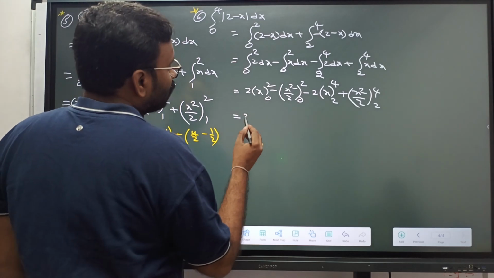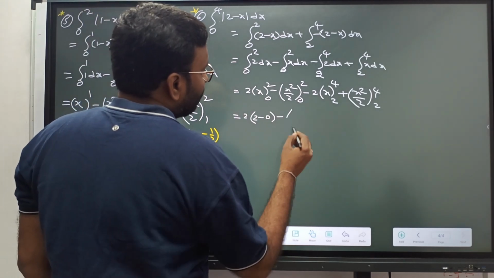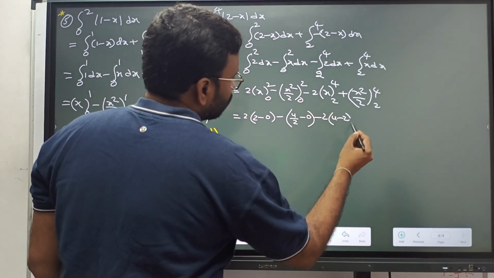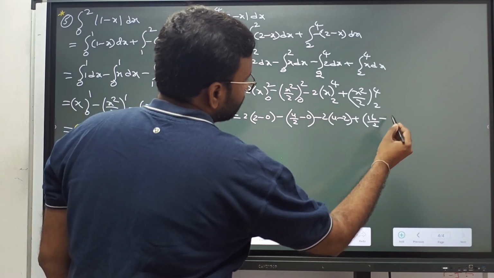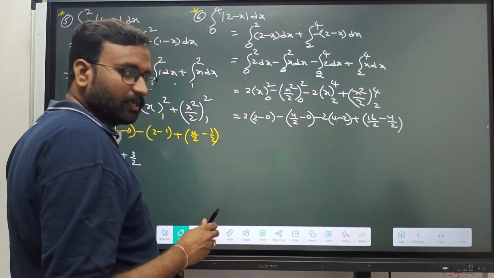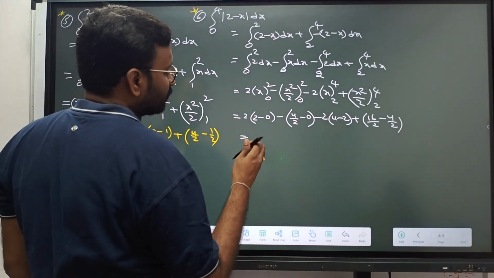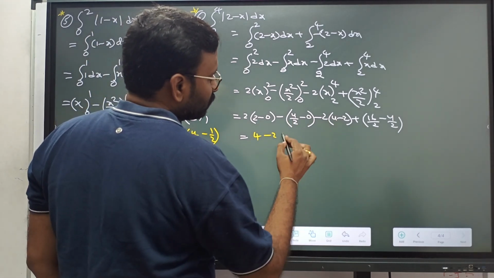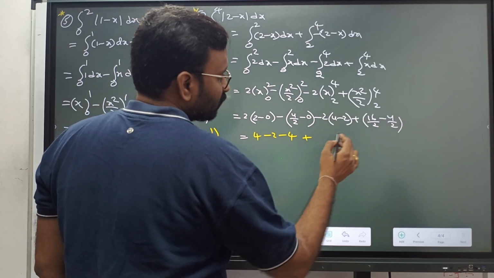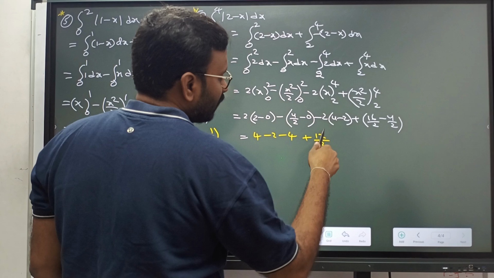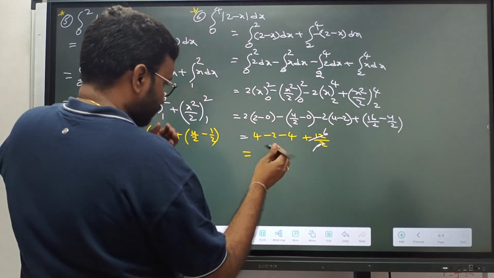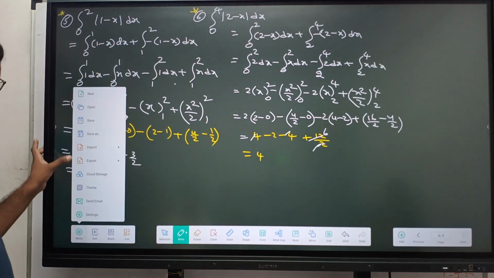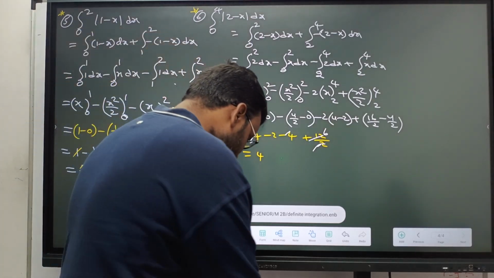So this equals 2 into upper limit 2 minus lower limit 0, minus upper limit 2 square, 4 by 2, minus lower limit 0, minus 2 into upper limit 4 minus lower limit 2, plus 4 square 16 by 2 minus 2 square 4 by 2. Any doubt? This is 4 minus 2, minus 2 into 2, which is minus 4, plus 16 by 2 minus 4 by 2, which is 12 by 2, that is 6. So you get 4 minus 2 plus 6... that is the answer. Very important questions, these two. Okay, understand?